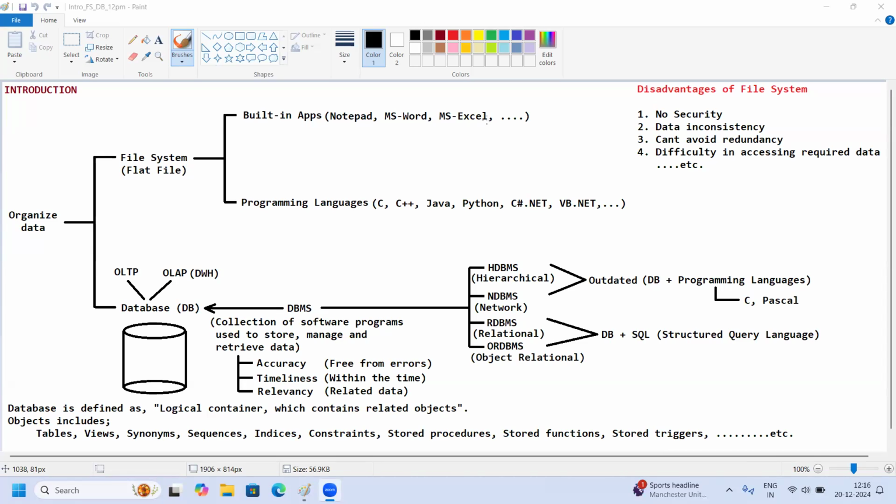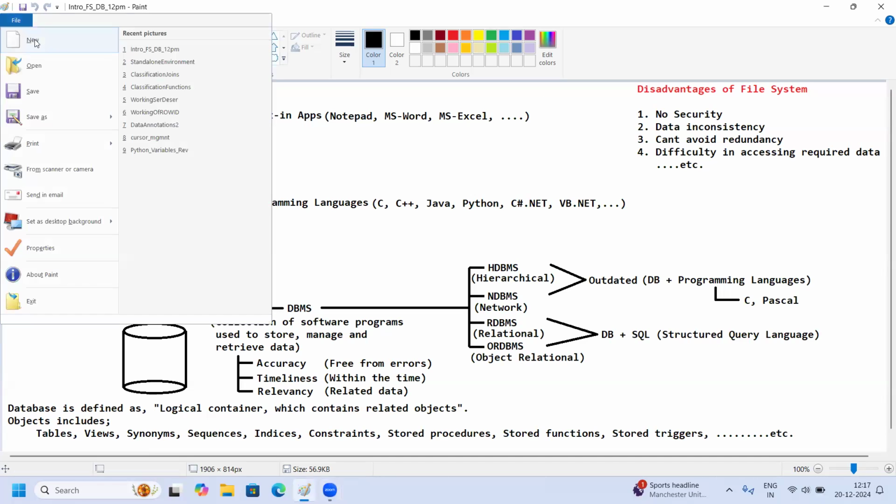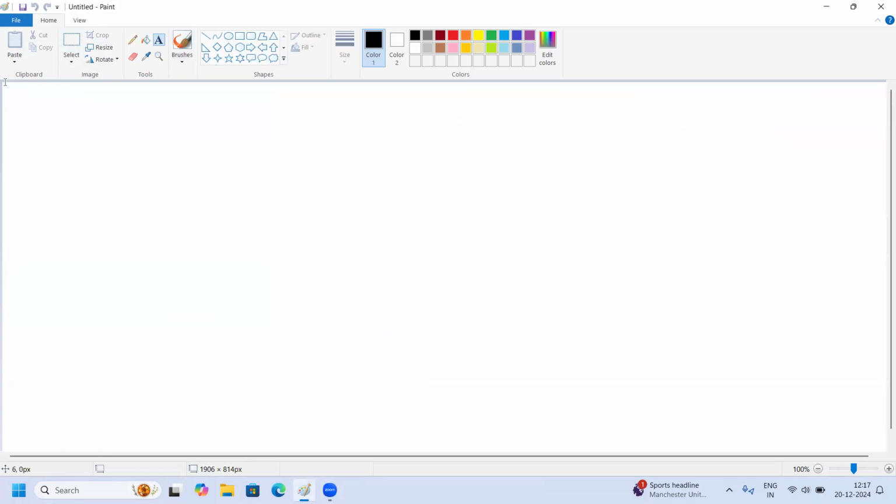OLTP, OLAP, the database definition: a logical container which contains related objects, and those objects include tables, views, synonyms, sequences. DBMS types are there. HDBMS and NDBMS are outdated. The developments are going on only in RDBMS and ORDBMS, right? Today, we are going to learn our first concept, the introduction to RDBMS. From there, your subject begins.